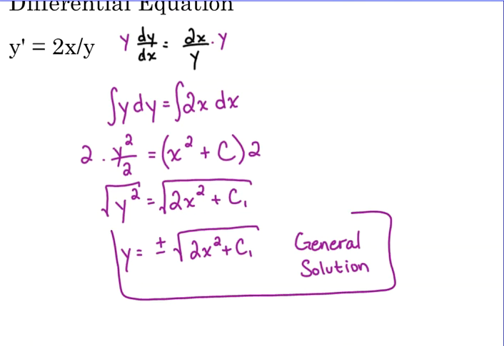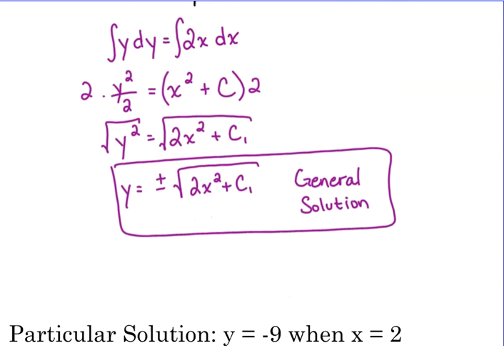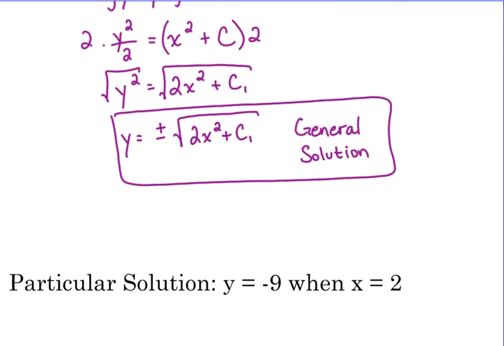Let's find a particular solution to this problem. So here's the initial condition: y equals -9 when x equals 2. We're going to solve for c right here.